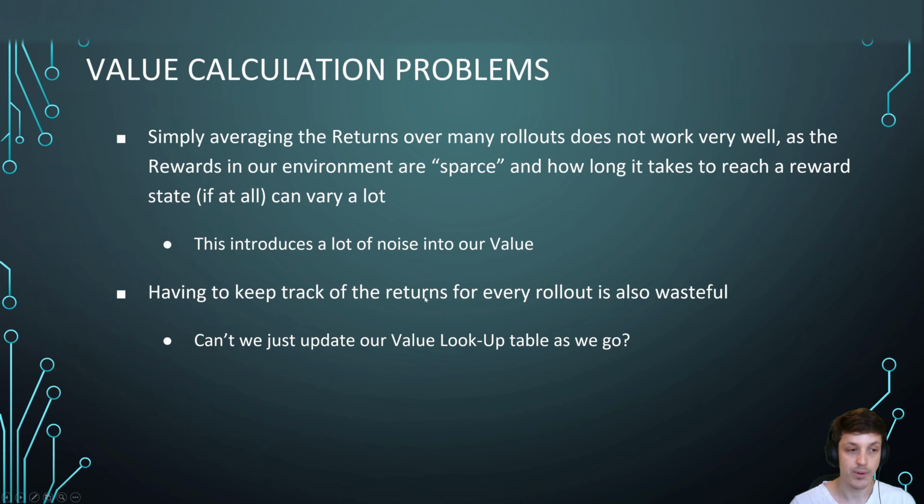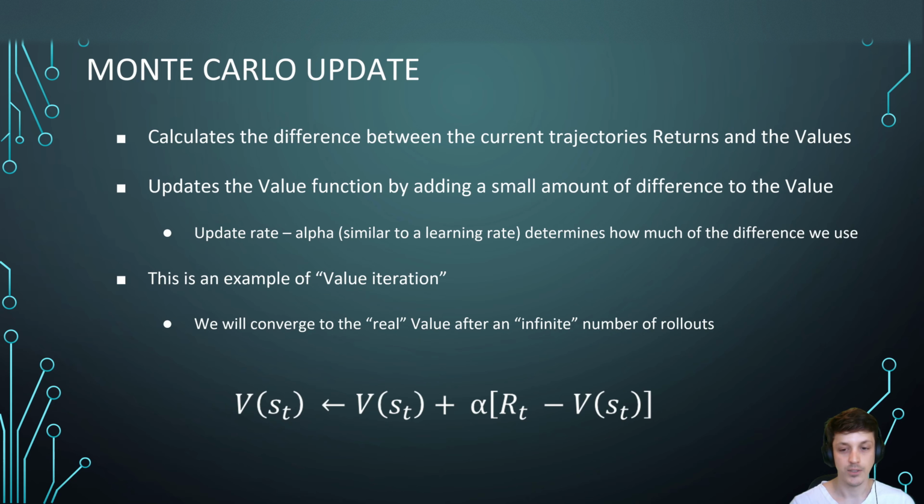Also, having to keep track of all the returns for every rollout is wasteful. So we did 1,000 rollouts. We had to track the returns grid for every single rollout and then average them. So you might ask, why can't we just update that lookup table as we go? And the answer is we can. So some sort of exponential moving average, you might think, and that's kind of what we're going to be doing. So the Monte Carlo update is a different way of updating that value function that helps reduce the noise a little bit, but also means we don't have to log the returns every time.